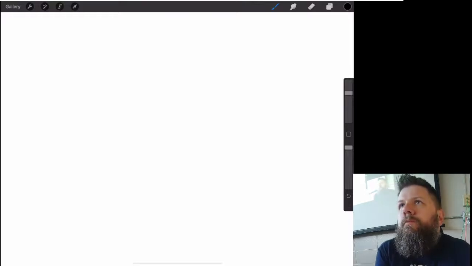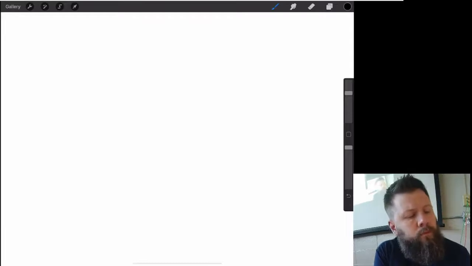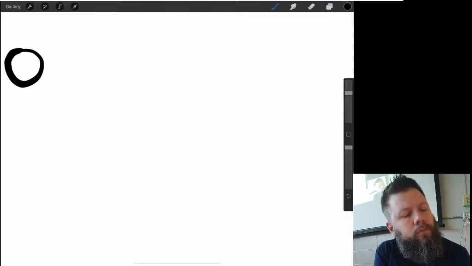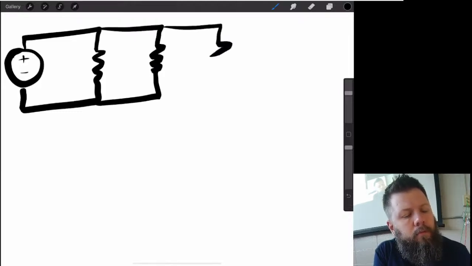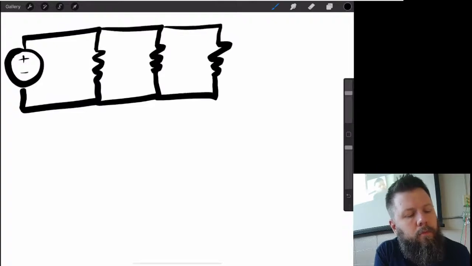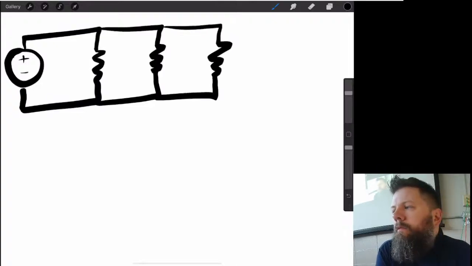Now, let's look at parallel. Okay. I've been practicing trying to draw for y'all. It'll never be great, but you know, it is what it is. It looks better than it did.